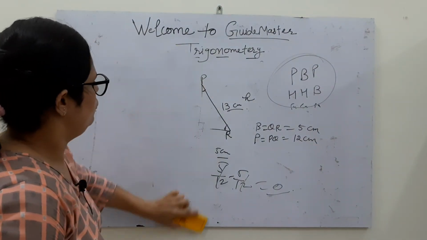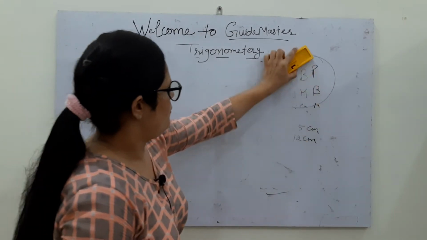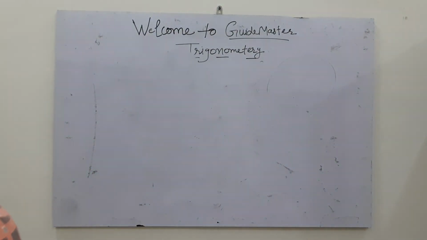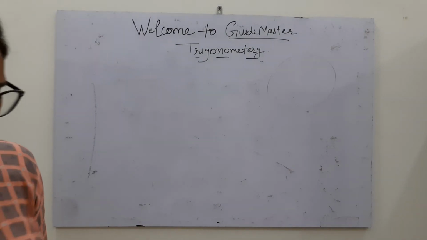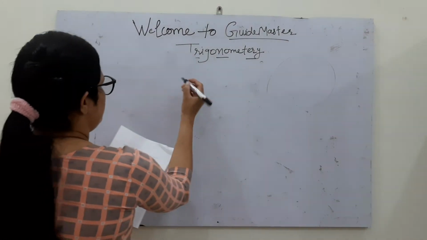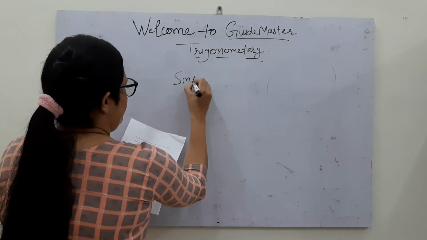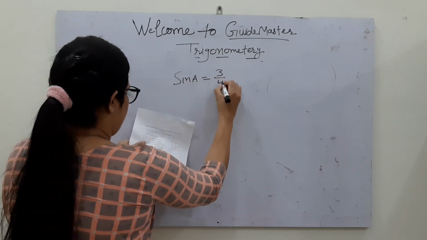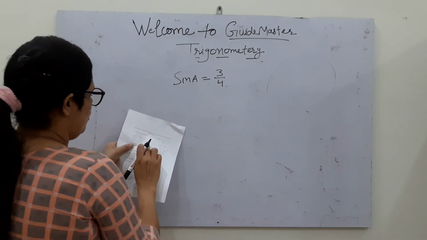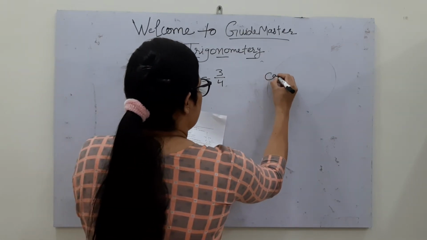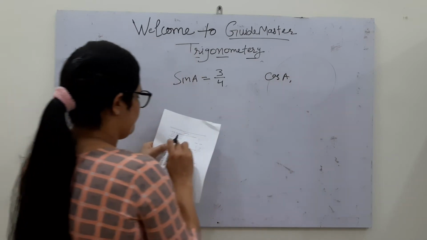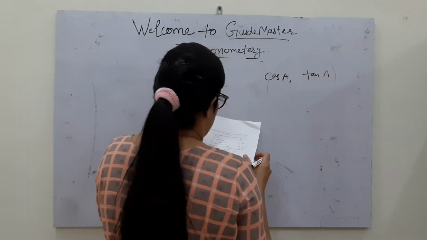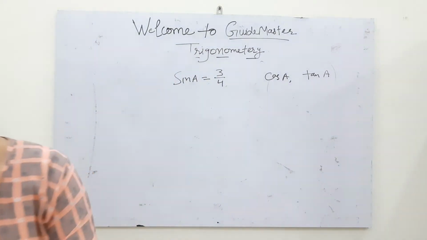So now we go to the next question. Next question is simple: sin A is equal to 3 by 4 is given, and we have to calculate cos A and tan A. This is a simple question.